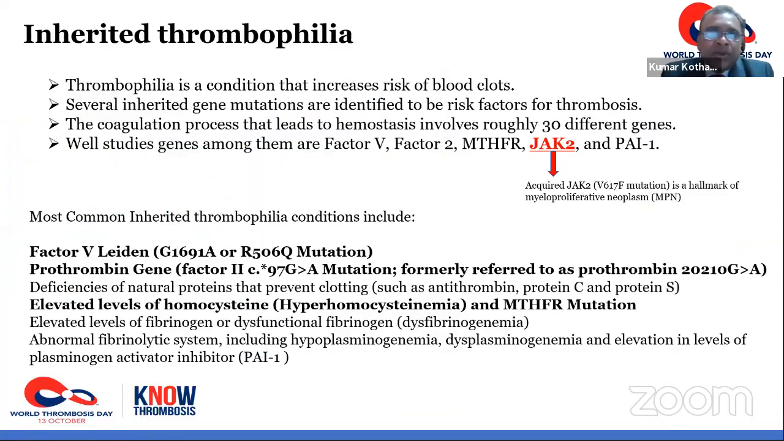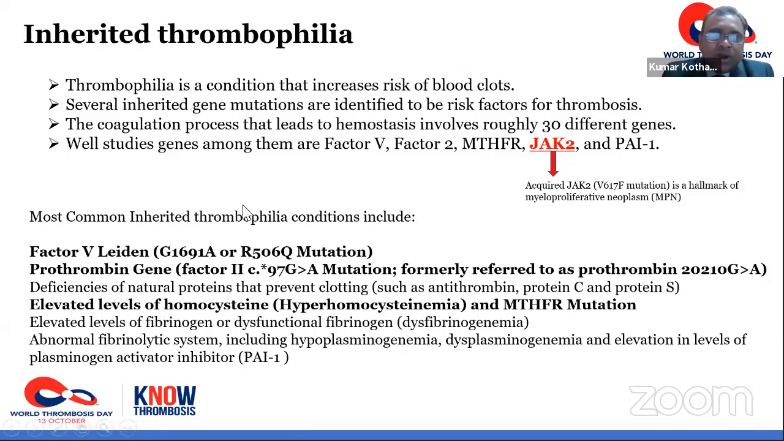Today, I'm going to talk only about the inherited part, not the somatic part. There are 30 genes in the coagulation cascade, but well studied among them are factor 5, factor 2, methylenetetrahydrofolate reductase, and PAI-1. Whereas JAK2 is related to an acquired mutation, and it is a hallmark of myeloproliferative syndromes.